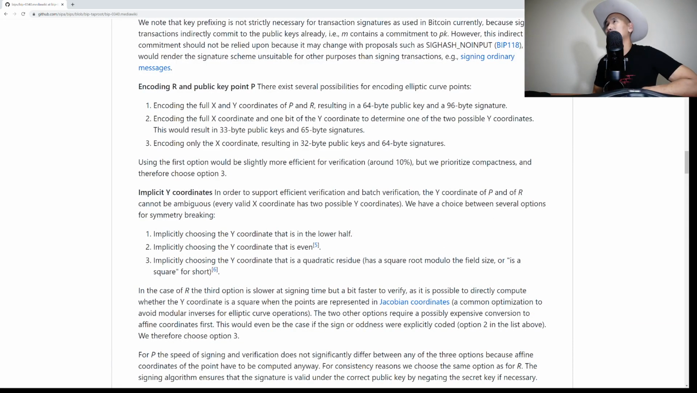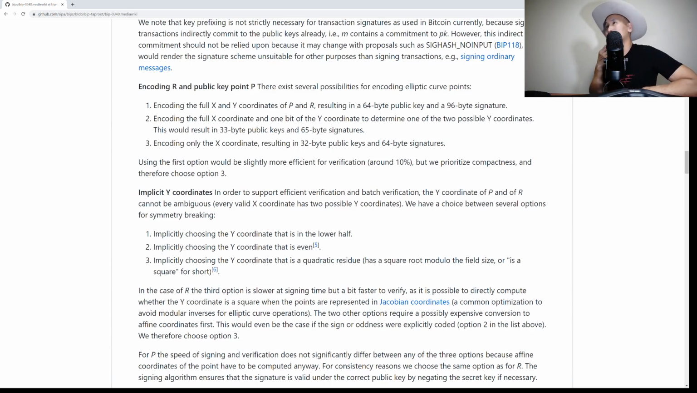Encoding R and the public point P: there exist several possibilities for encoding elliptic curve points. Using the full X and Y coordinates of P and R, resulting in a 64-byte public key and a 96-byte signature. So that's generally not a good idea. That's more or less the uncompressed pubkey. Another option is encoding the full x coordinate and 1 bit of the y coordinate to determine one of the 2 possible y coordinates. This would result in 33-byte public keys and 65-byte signatures, and this is exactly what compressed secp pubkeys are. It's just using the x coordinate and the parity of the y.